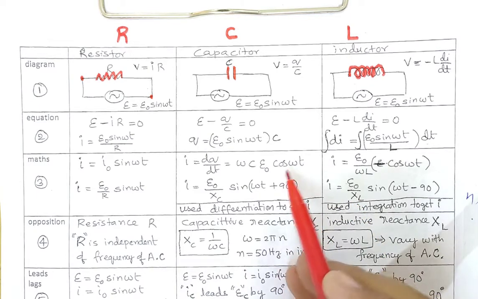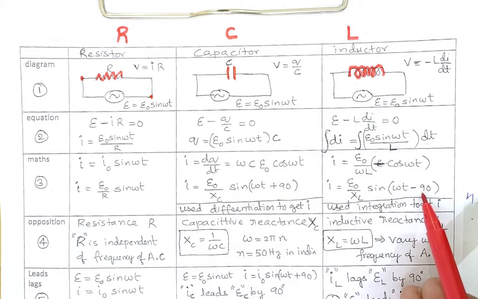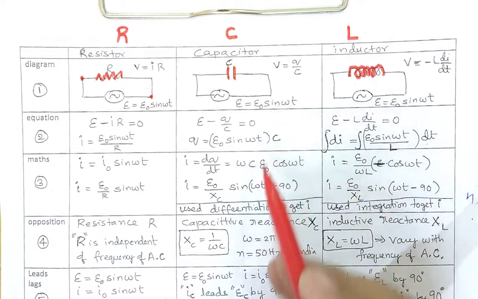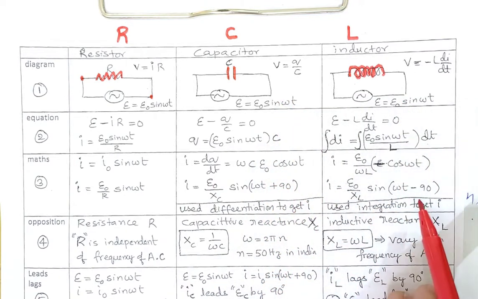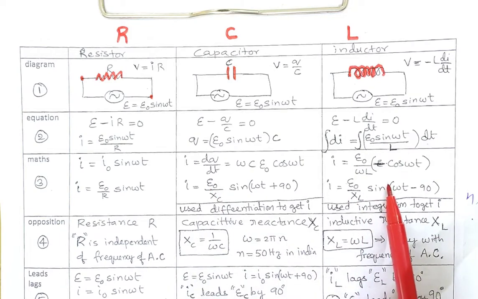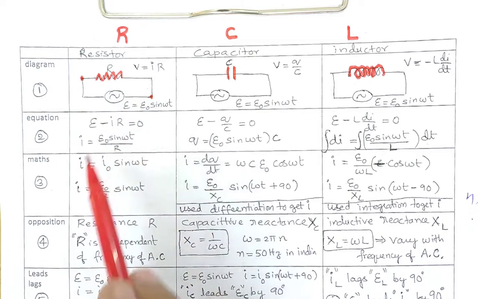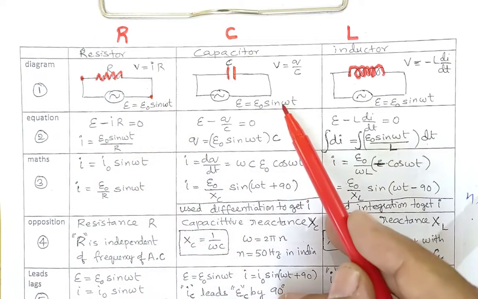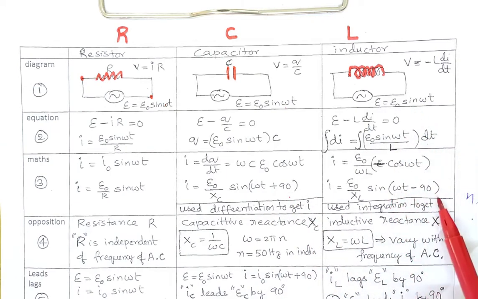But when you convert cos back into sine format, we get plus 90 here, and minus 90 here. We say that when you see current and EMF, current leads by 90 degrees, and for minus 90, current lags by 90 degrees. In this way we pronounce. So current in the capacitor leads, current in the inductor lags, whereas current in the resistor will be in the same phase as the EMF. Here also you see sin omega t, but here sin omega t plus 90. Here sin omega t minus 90, because minus cos omega t is like that.